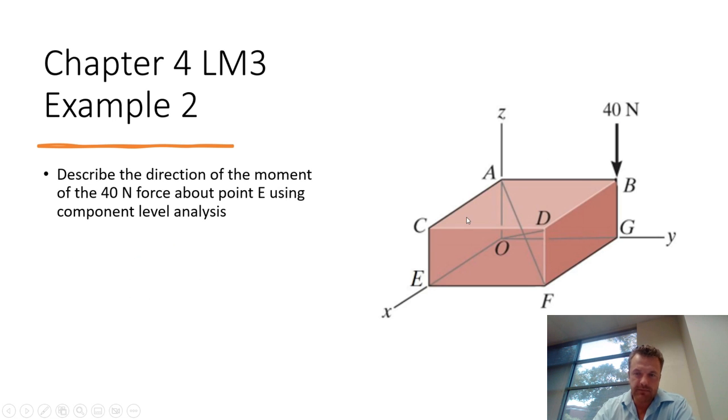Let's look at this last example. We have a force that is applied to this block at point B, and we're asked to describe the direction of the moment of the 40 Newton force about point E using component level analysis. Now, what they actually mean by that is you clearly can't actually compute what the magnitude of the moment of that force about point E is. Why? Well, you actually have the magnitude of the force. However, you don't actually have physical dimensions of this block.